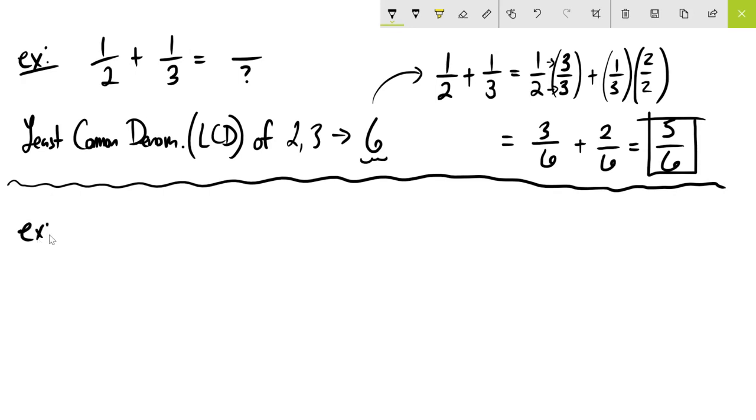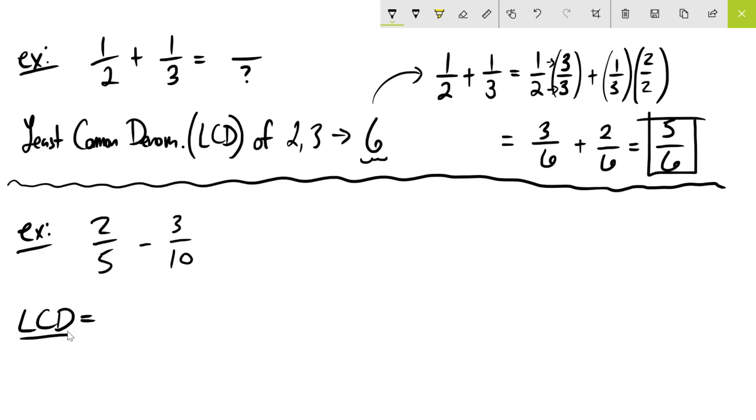So let's say we had, say, 2/5 plus, I don't know, let's go minus, actually. Let's do a subtraction. So let's say 2/5 minus 3/10. All right? So what's the LCD here? What's the least common denominator between 5 and 10?